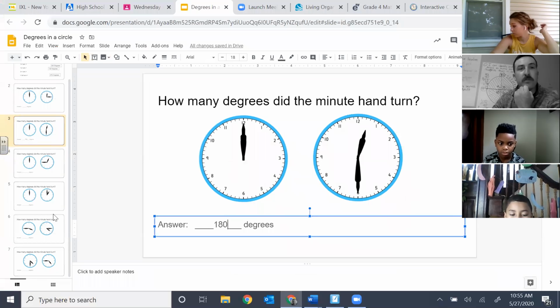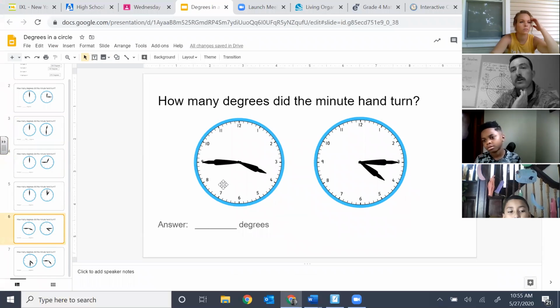There's only 7 problems. The last 2 are a little bit tricky because I didn't start on the 12. So like for this one, I started on the 9, and I ended on the 3. So how much did I go around the circle? Marwan? 180. You got it. Yep. I went around 1/4 and then 1/2. And Marwan remembered that halfway around any circle is 180 degrees.